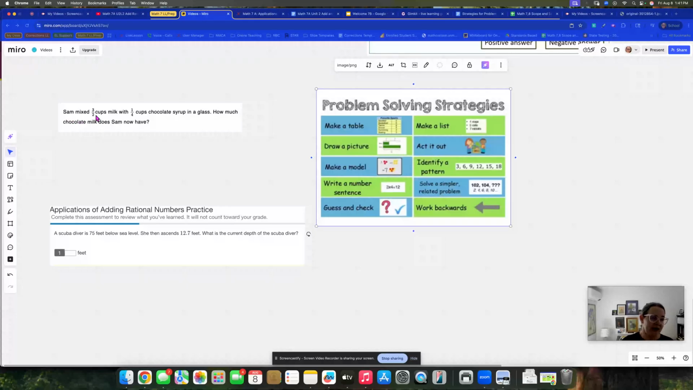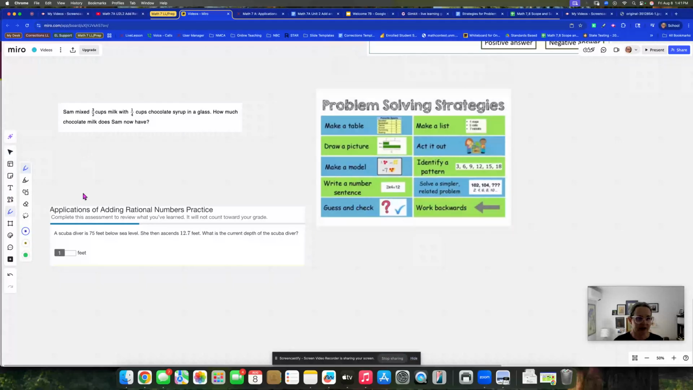Sam mixed 3/2 cups of milk with 1/4 of a cup of chocolate syrup in a glass. How much chocolate milk does Sam now have? And I'm going to use the problem solving strategy, draw a picture. There's a list of strategies on that chart you can look at.